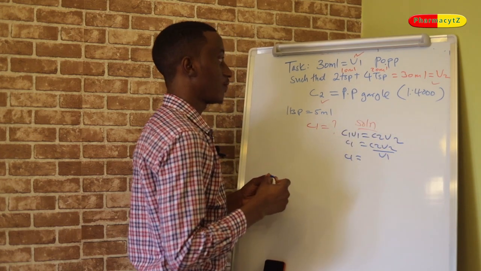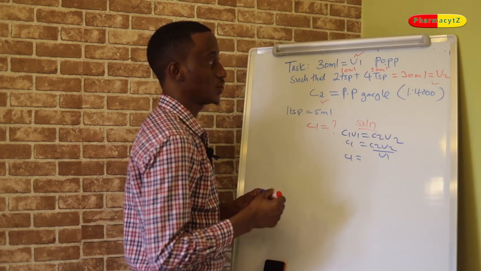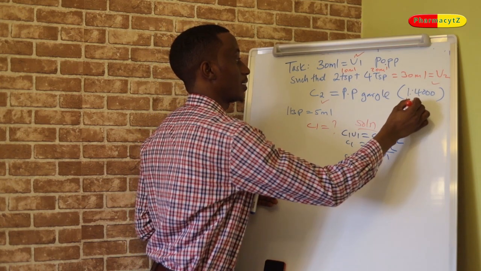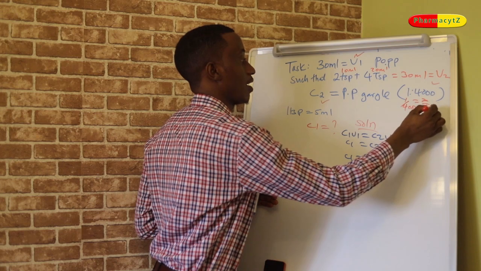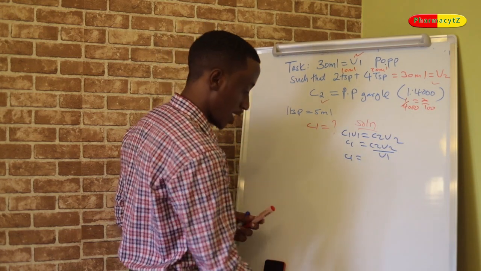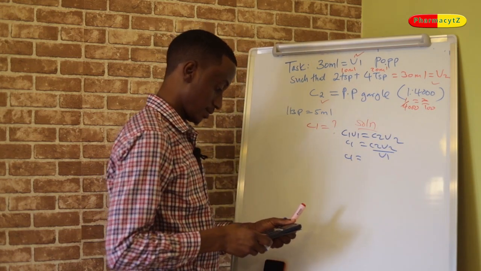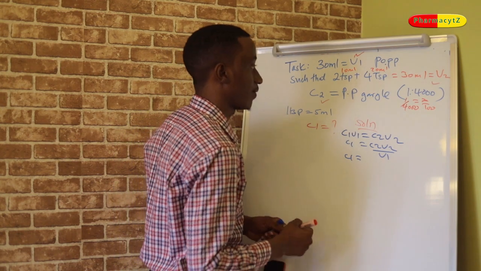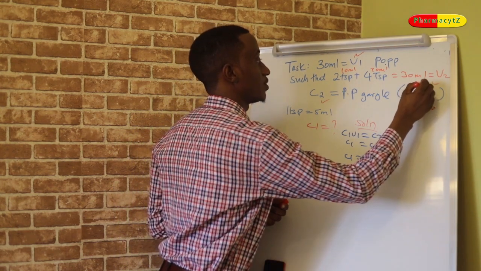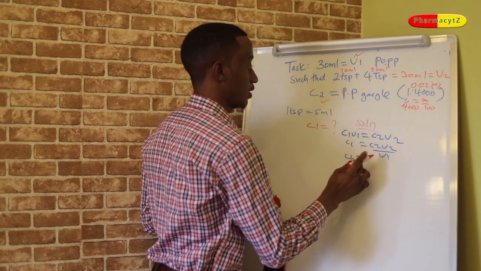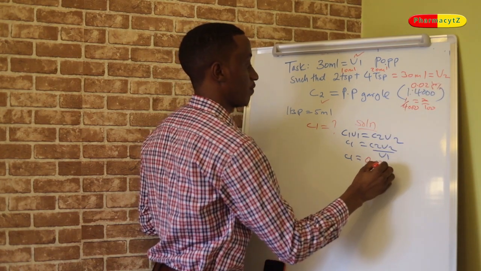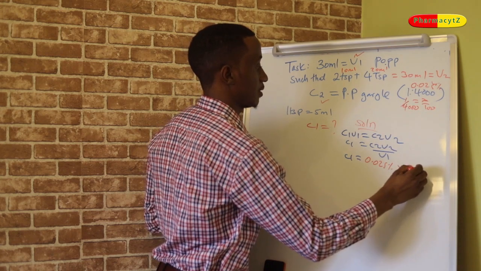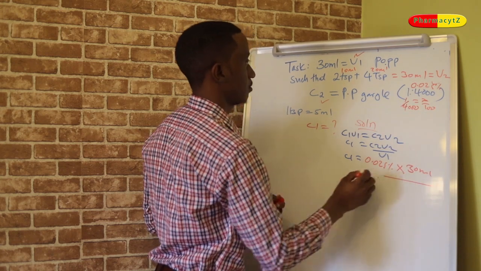Concentration 2 is 1:4,000. We can convert it to percentage strength. 1/4,000 is in how much of 100? So 100/4,000, this is 0.025. This is 0.025%. So 0.025% times volume 2, which is 30, over volume 1.